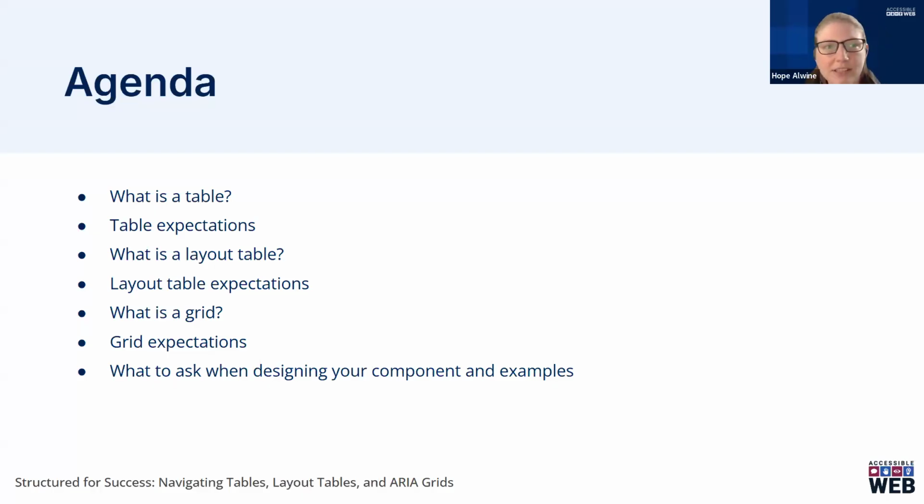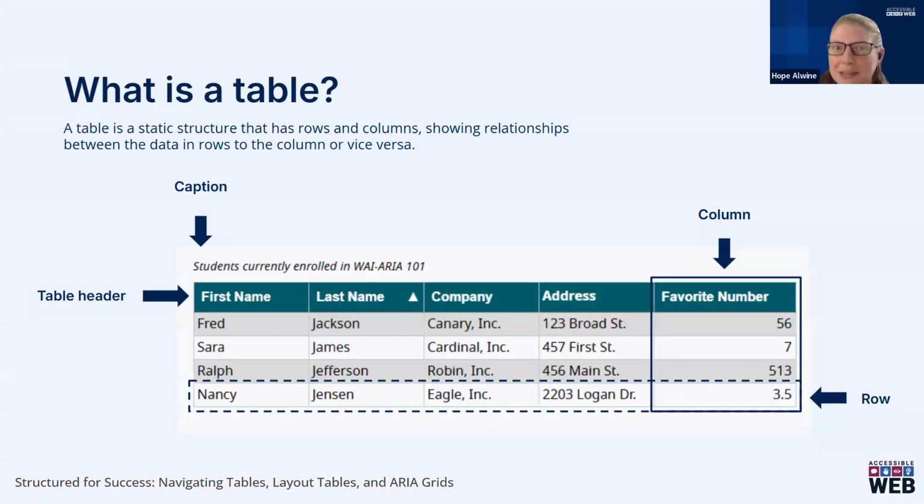We are going to cover tables, layout tables, and grids, defining them as well as what we look for when we are auditing them and some good practices. And then we're going to wrap it up with a few questions to ask when designing your component, and a few examples. So let's get started. Let's talk tables, where the best place to begin is always, what is it?